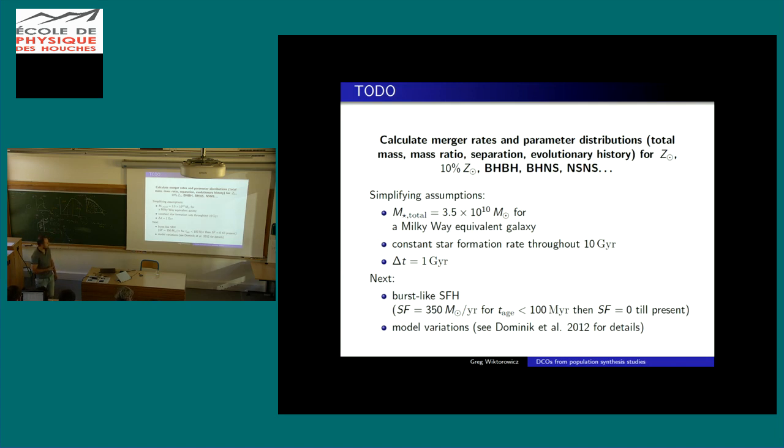There are, of course, simplifying assumptions we can take in a first step. The total stellar mass for a Milky Way galaxy. Of course, there are many estimates. Sometimes it's 2 times higher, sometimes 3 times lower, but we can take this value if you have nothing which you think is much better than this estimate.